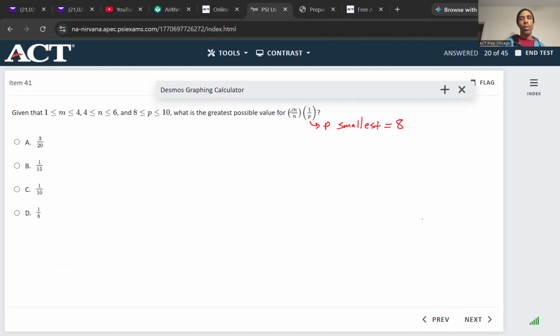Same with these. For this, we want the largest M, because the bigger the numerator, the bigger the fraction, and we want the smallest N, because the smaller the denominator, the bigger the value. So the largest M would be 4, because he says M is between 1 and 4 inclusive, and the smallest N is 4. If we plug those in, we get 4 over 4 times 1 over 8, which would just equal 1/8. Okay, hopefully you got that.